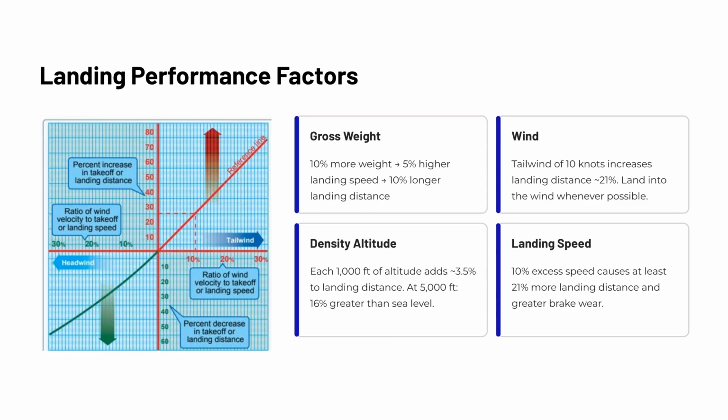Finally, and perhaps most importantly, watch your approach speed. Crossing the threshold at just 10% above your target speed causes at least a 21% increase in landing distance, and it accelerates brake wear significantly. Fly a stabilized approach at the correct speed every time. These factors can combine quickly, so always run the numbers and never assume the runway you have is more than enough.